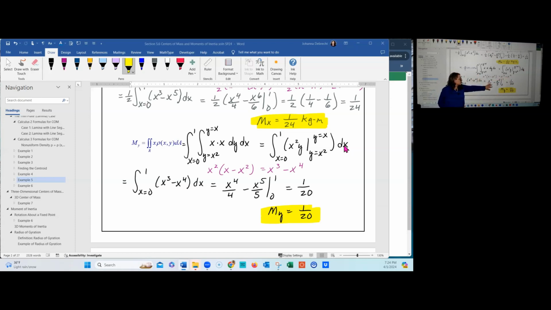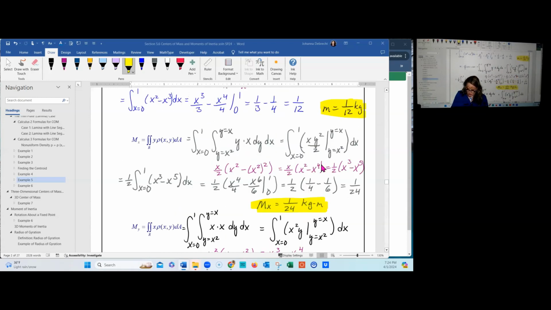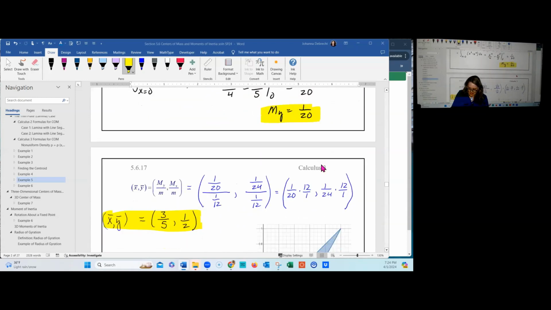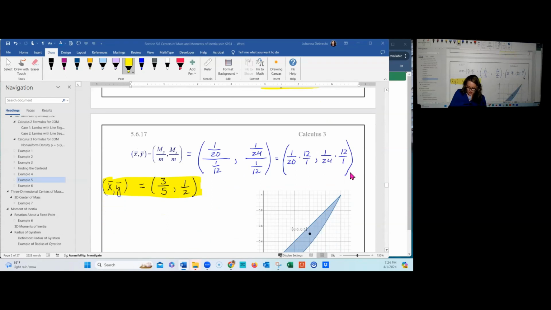Integrating that, I get x to the 4th over 4 minus x to the 5th over 5, which gives me 1/20. So then I can put all the pieces together, and in order to find the x coordinate, I take the moment in the y direction, which changes those x values, and I divide by the total mass, which I can't remember. I think we got 1/12. Yes. So I take the 1/20th and divide by 1/12.